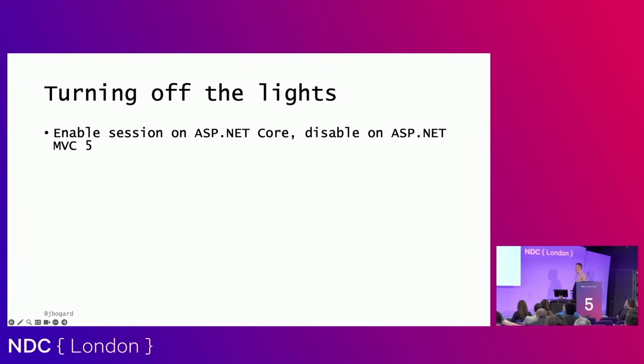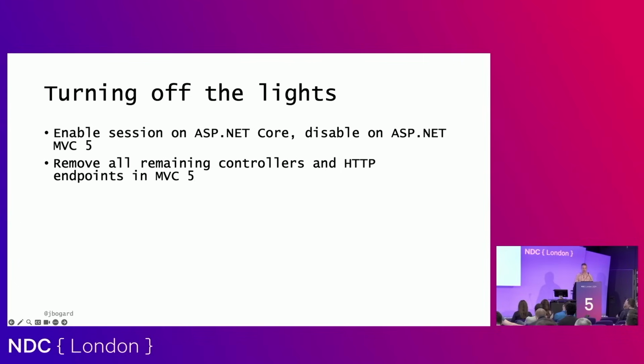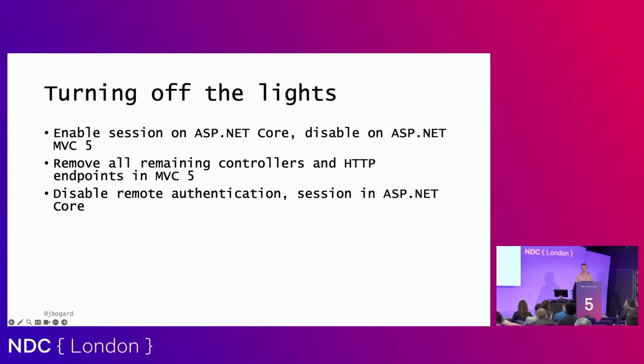So this last step was we would enable the session on ASP.NET Core and disable it on ASP.NET MVC 5. So now session existed solely on the ASP.NET Core side. We removed all remaining controllers and HTTP endpoints from MVC 5. We disabled the remote authentication and session, the remote clients in ASP.NET Core, so it was only doing it inside the ASP.NET Core application. We removed any other additional shims for bridging over to MVC 5, so any kind of 'if ASP.NET Core do this, otherwise do this', we removed all those as well.